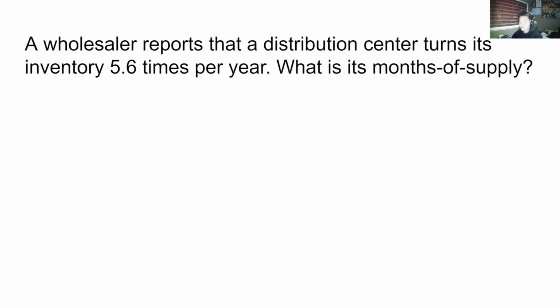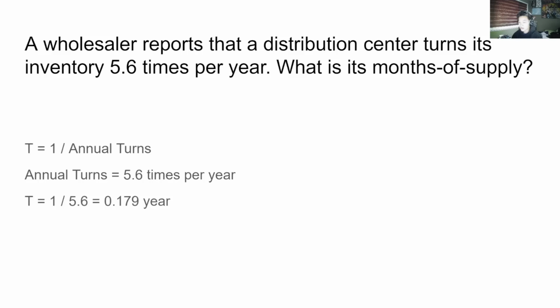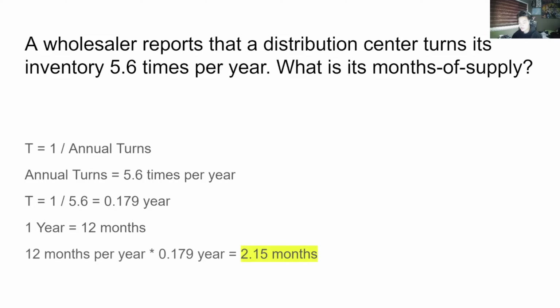We're given the annual turns of 5.6 times per year. And if we recall, the inventory turnover formula is 1 divided by the annual turn. So dividing 1 by 5.6 will give us an inventory turn of 0.179. Since the question is asking us for the months of supply, we need the amount of months within a year, which we all know is going to be 12. And we multiply that by our inventory turnover, and we come out with our answer of 2.15 months.